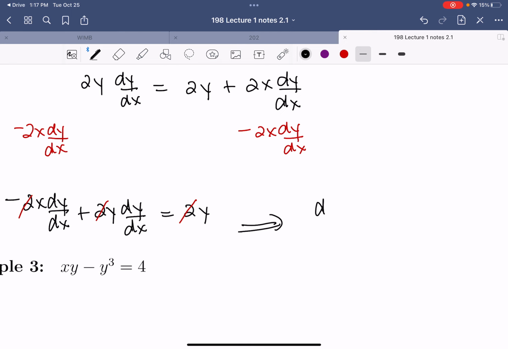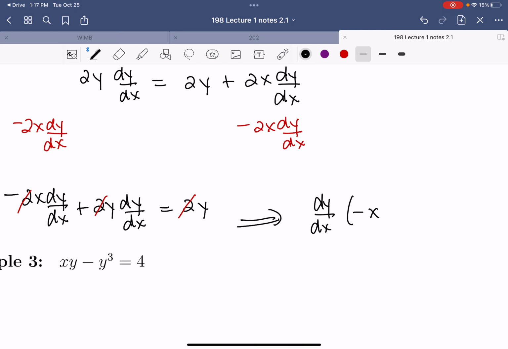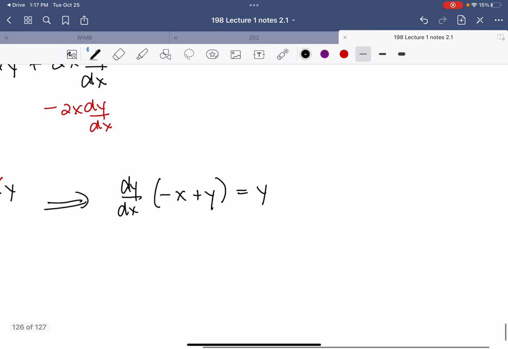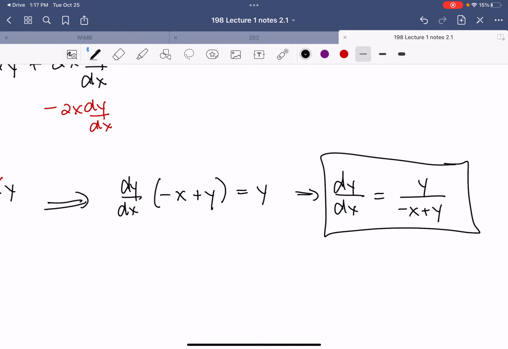So if I factor out the dy/dx, I'm left with negative x from the first term on the left plus y, and that's equal to y, right? I canceled the 2's. And the last thing we want to do is to divide through. So divide both sides by negative x plus y, so that gives me y over negative x plus y. And that's my final derivative.